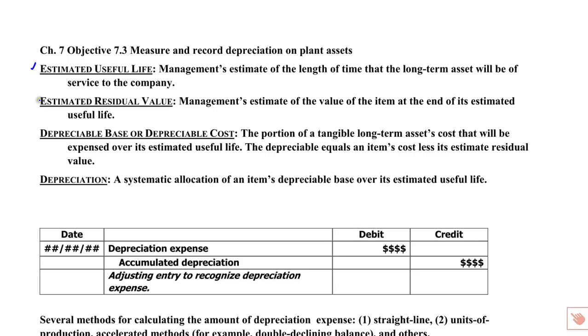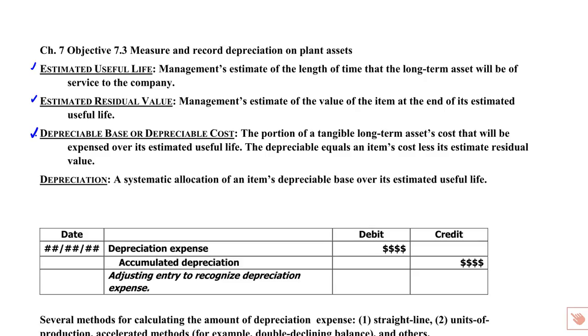The first one is estimated useful life. When you're going to do depreciation, you need to estimate the length of time that the long-term asset is going to be of service to the company. Estimated residual value: you have to estimate how much the item will be worth at the end of its useful life. And from the estimated residual value and the cost, you can calculate the depreciable base or the depreciable cost.